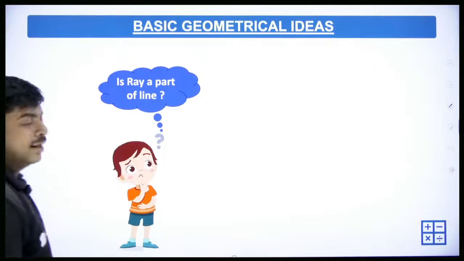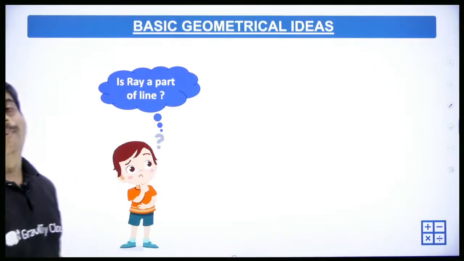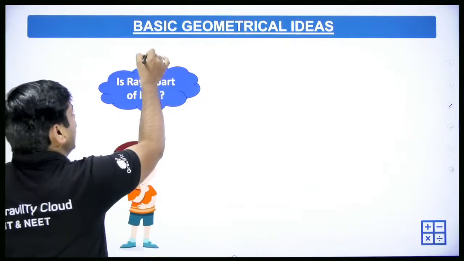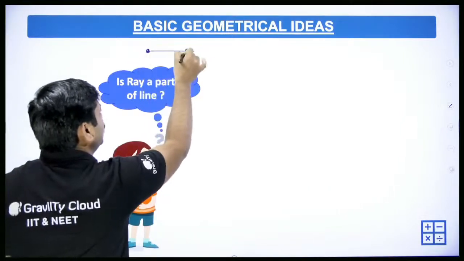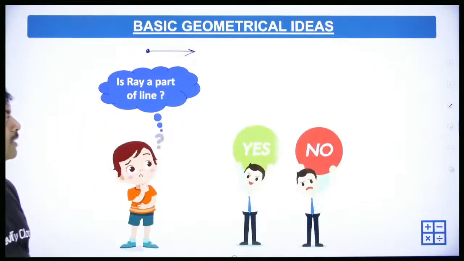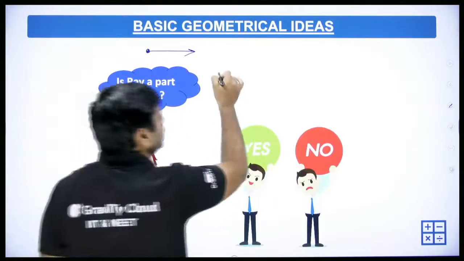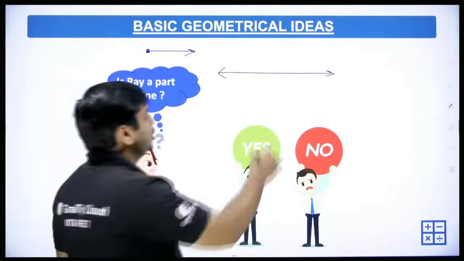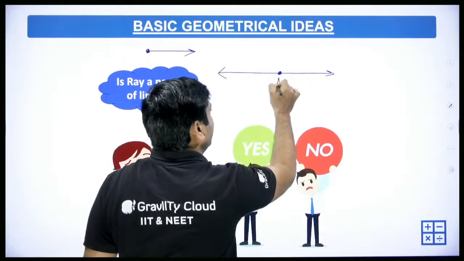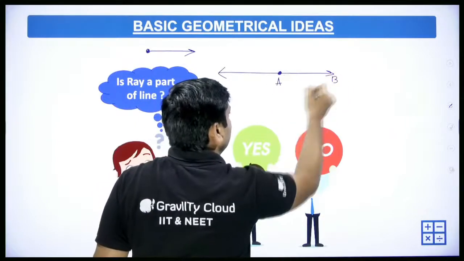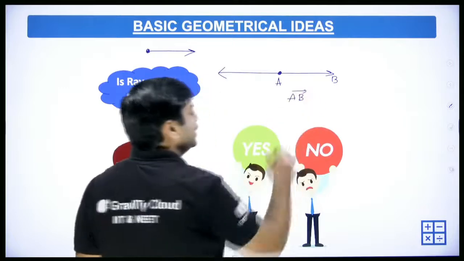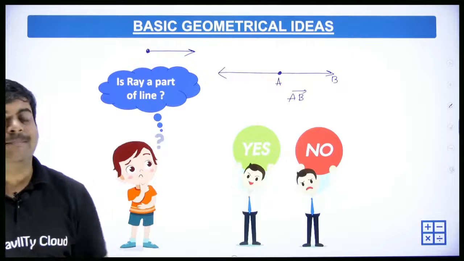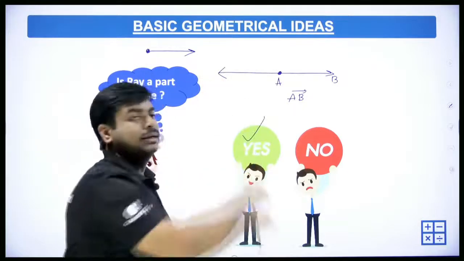Let's move forward to the next one. Is a ray a part of a line? See, what is a ray? A ray has an end point and it continues in the other direction. But what is a line? A line has no end points in both directions. So this is a line, and if you start your journey at this point A and continue, let's say, to B, then AB is a ray. So I can say that a ray is a part of a line. Yes, it is correct.